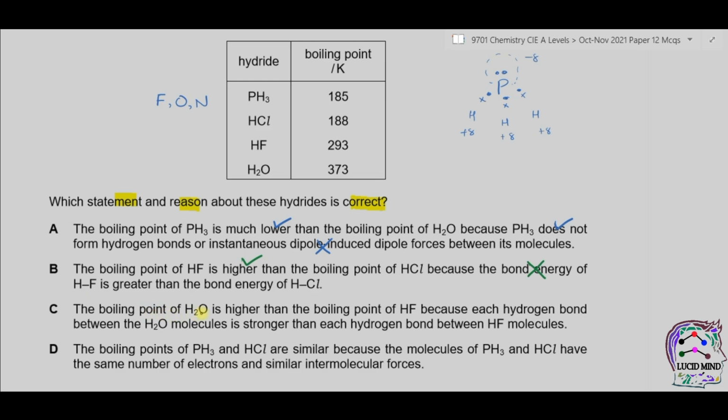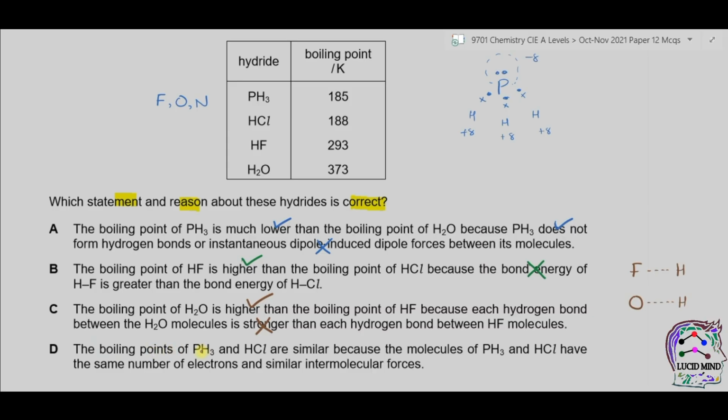Part C, the boiling point of water is higher than the boiling point of HF. Water is 373, HF is 293. Because each hydrogen bond between the water molecule is stronger than each hydrogen bond between HF molecules. Now in the question, they have given that more electronegative element means stronger hydrogen bond. So hydrogen bonding between HF will be stronger as compared to hydrogen bonding between H and O. So the hydrogen bond between H2O molecules is weaker than the hydrogen bond between HF molecules.